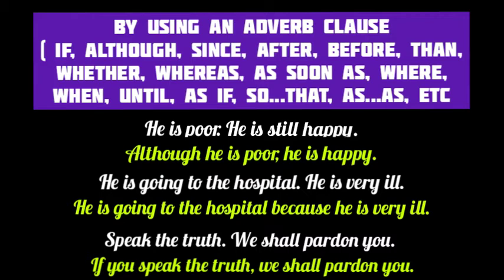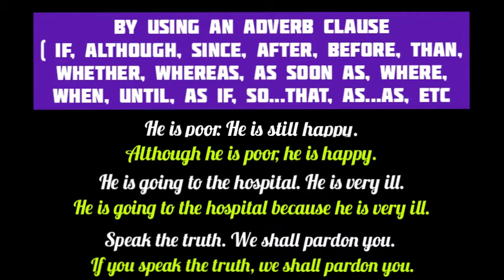For example, the two simple sentences he is poor and he is still happy are expressing a relation of contrast between them. So in the complex sentence, he is happy is the principal clause and although he is poor is the subordinate adverb clause initiated by the subordinating conjunction although.